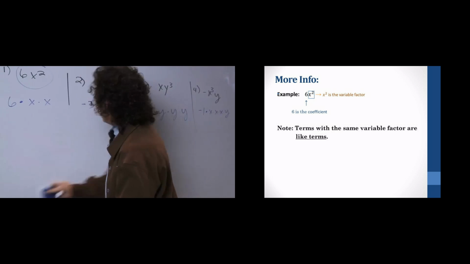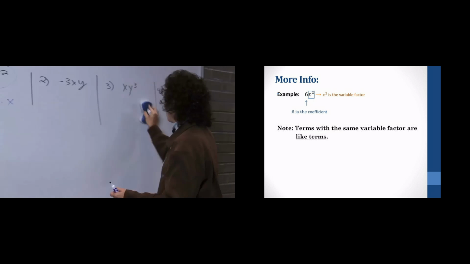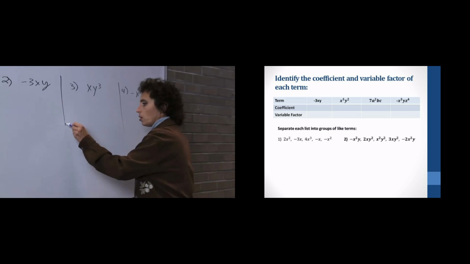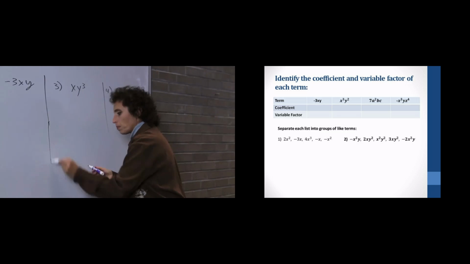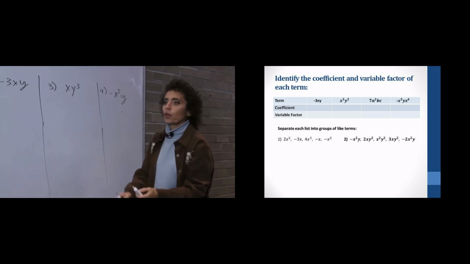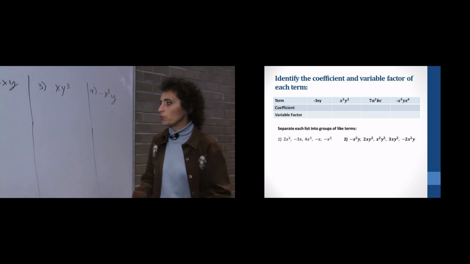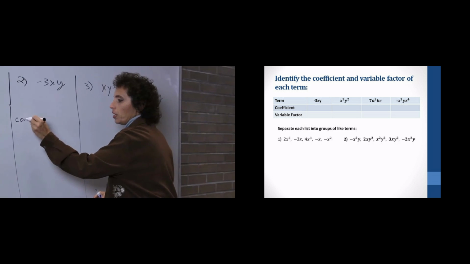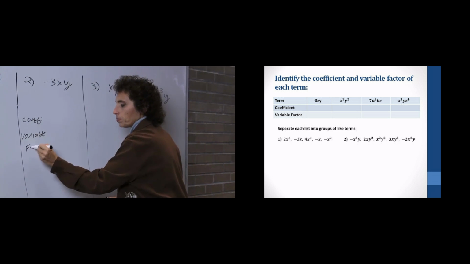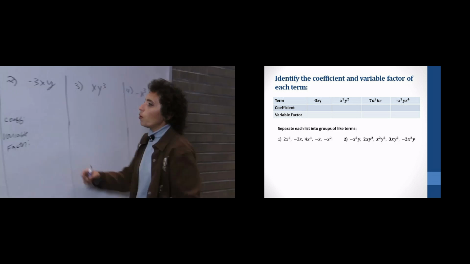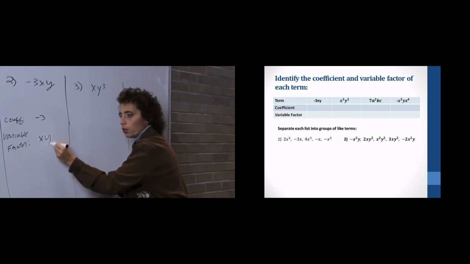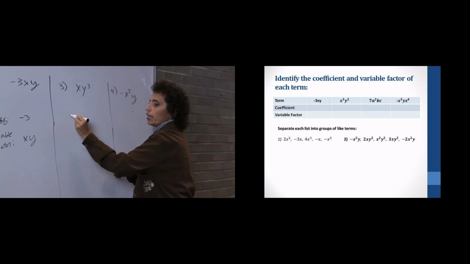Let's take a look at these 3 now, 2, 3, and 4, and talk about the coefficient and the variable factor. Okay? So let me use the same color. So we already talked about that one. Okay. Let's talk about these first, and then we'll talk about some other examples. Okay. So the coefficient here, the variable factor. The coefficient here is negative 3. The variable factor is xy. It's the variable part.